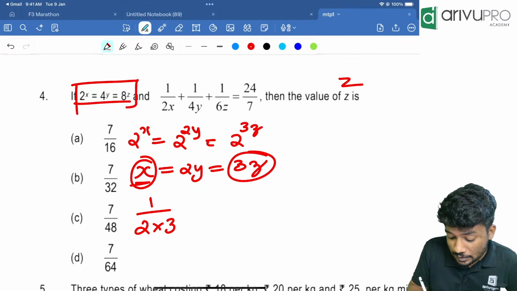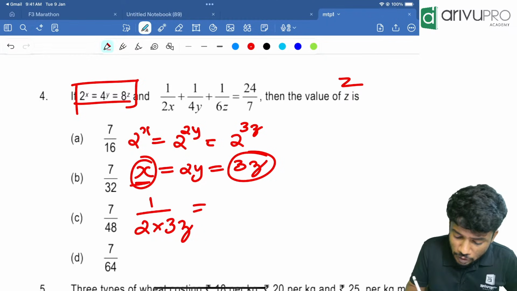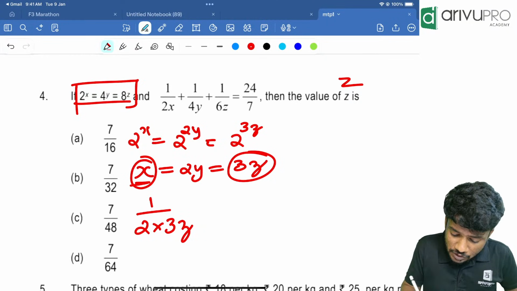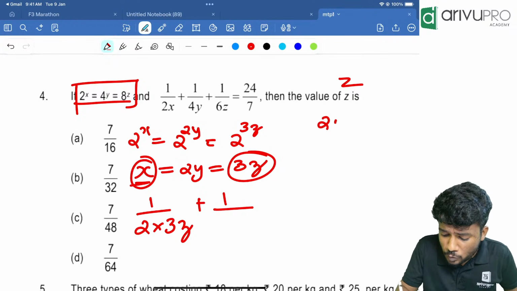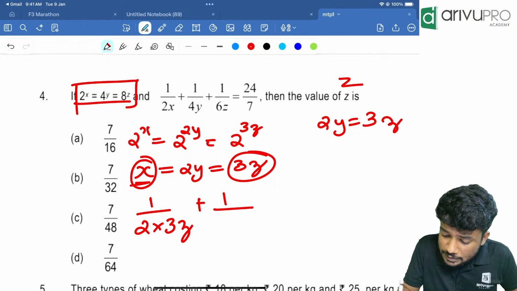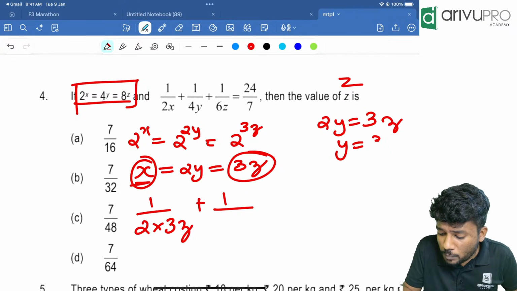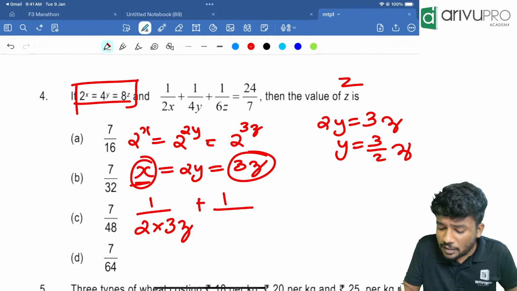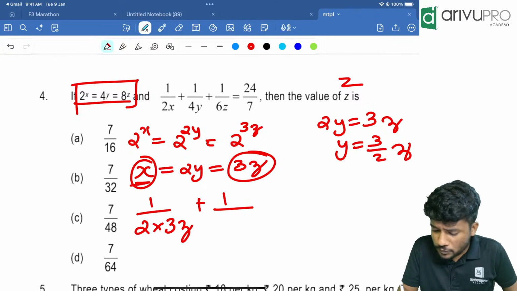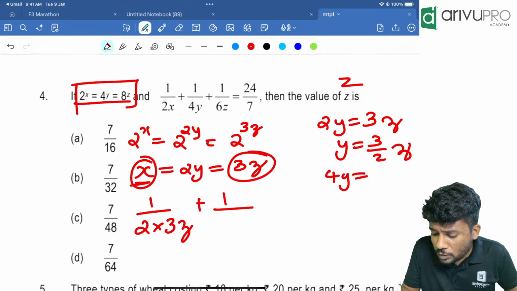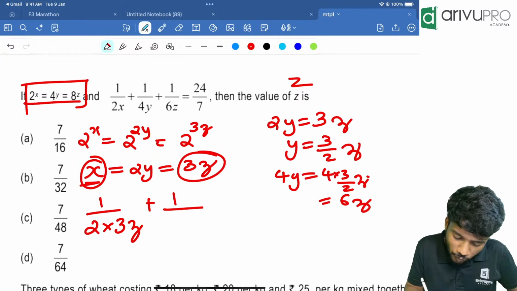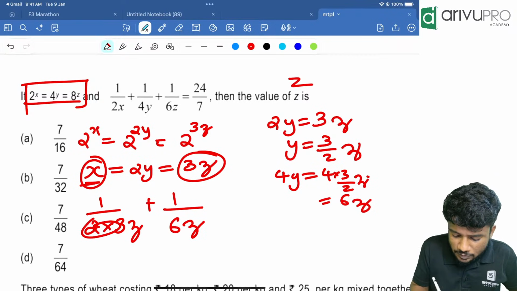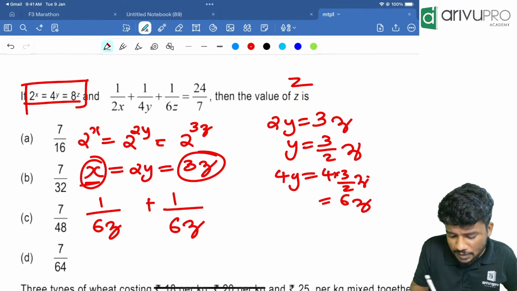I'll write it as 3z, which is equal to plus 1 divided by 4y. 4y is how much? We know that 2y is equal to 3z. That means y is equal to how much? 3 by 2z. 4y will be how much? Multiply both sides with 4. That means 4y is equal to 4 into 3 by 2z. Cancelling it, it will become 6z. So I will write it as 6z. This will be what? 2 into 3z is nothing but 6z.